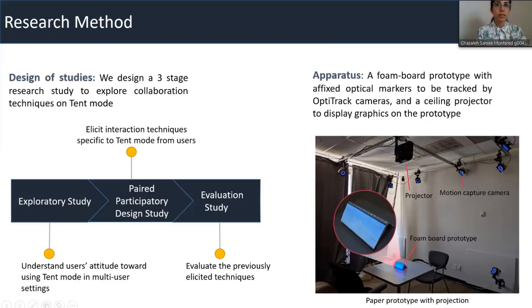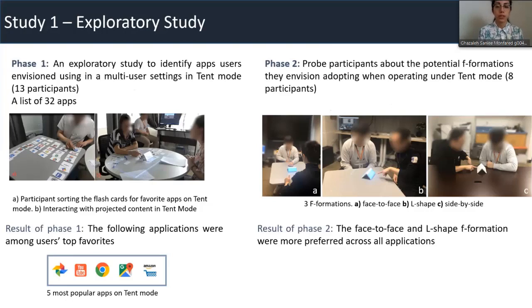So in terms of the details of each study, in the exploratory study, we provide a list of 32 popular applications on Google Play and App Store and ask users to identify which applications they envision to use on tent mode in a multi-user setting. Based on the data of the 13 participants that we recruited for this round, applications such as Gallery, YouTube, browsers, Google Maps, and Amazon were among users' top favorite applications for use on tent mode.